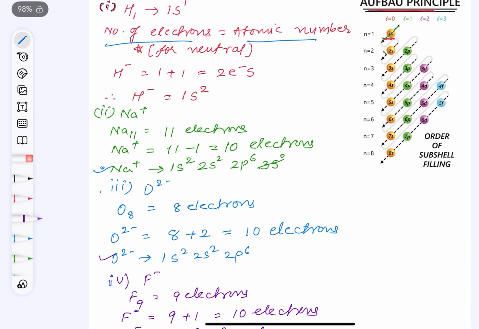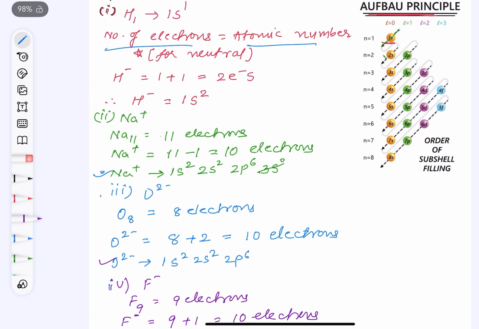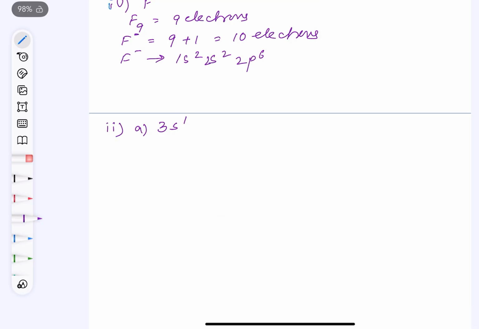So use this Aufbau's principle. You will write 1s2 first, then 2s2, 2p6 and 3s1 till here. So 1s2, 2s2, 2p6, 3s1. Now just try to count the number of electrons.